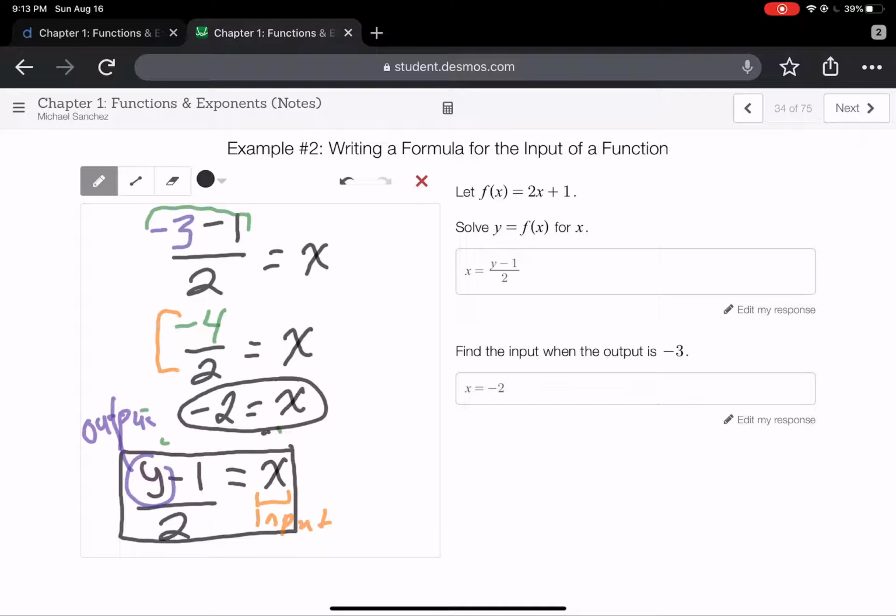And there you have it. That is how you write the formula for the input of a function. Okay, I'm solving for x, and I am solving for the input when my output is -3.